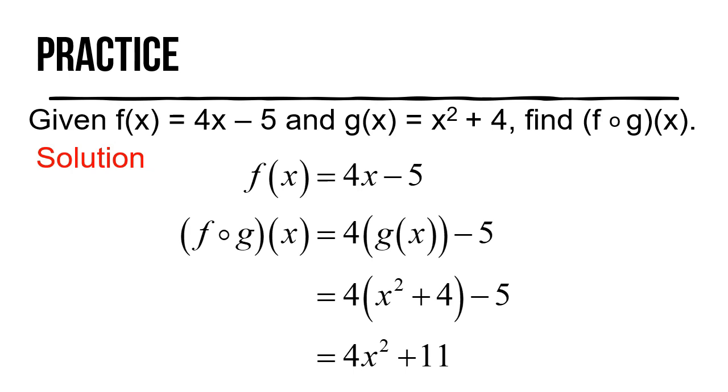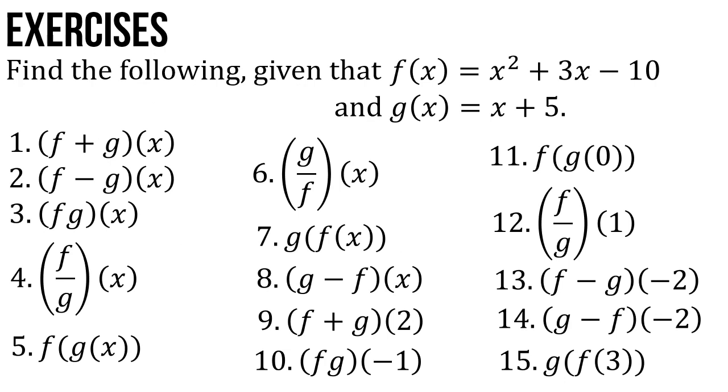Very good. So for the exercises, you answer this. Find the following given that f of x is equal to x squared plus 3x minus 10 and g of x is equal to x plus 5. Okay? So you're going to have 15 solutions here. Good luck. I know you can do it.